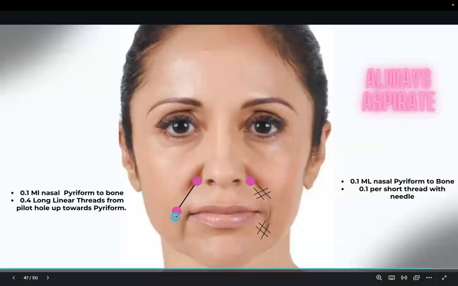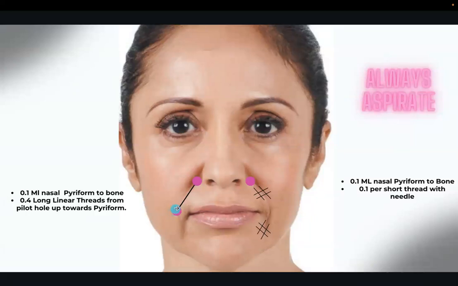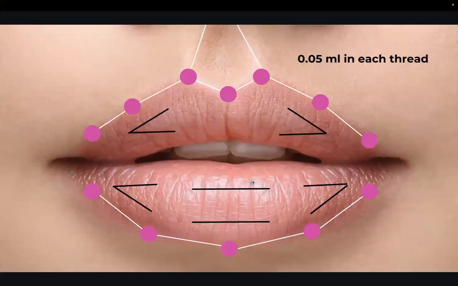For nasolabial fold, you can use a cannula. If you use a cannula, you're going to have your pilot hole way down here, and you're going to thread up into the patient's nasolabial fold, and you're going to lay 1 long 0.4 thread from the top all the way to the bottom. Again, very slow, steady pressure. If you do want to do the needle procedure, then you are going to do some cross hatching, and each line in general is going to be 0.01. And then also I like to do 0.1 of a paraform injection all the way down to the bone to really kind of help pop out that nasolabial fold.